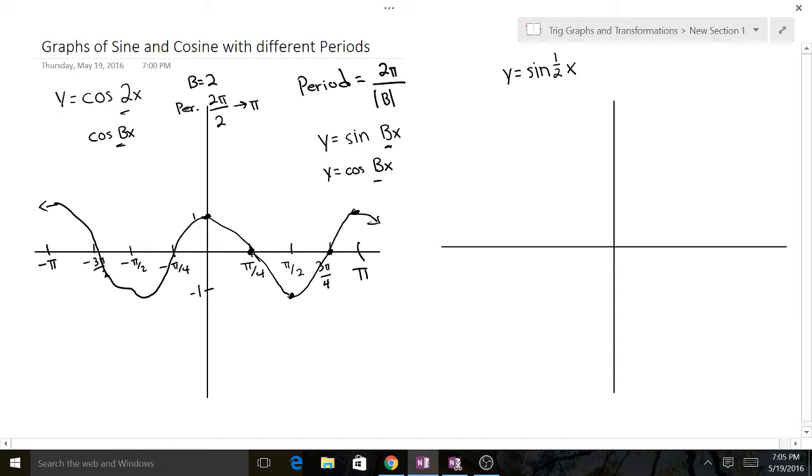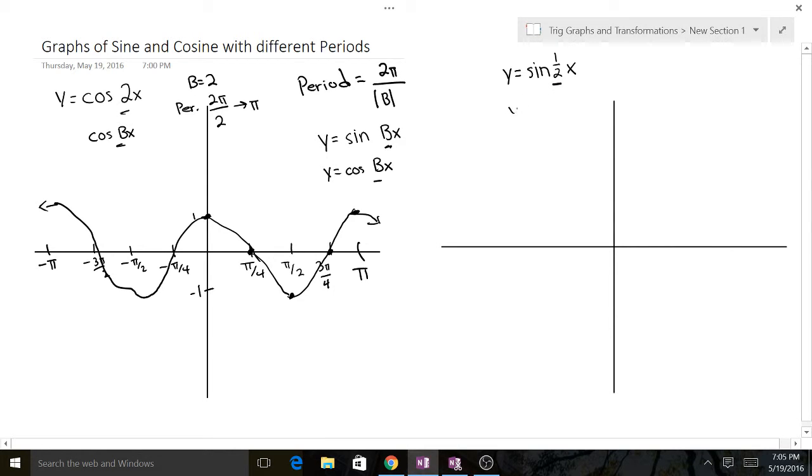So what the change in period size did was it squished the graph together. It can be thought of as a shrinking of the x-axis. Now we have this sine, y equals sine of 1/2 x.